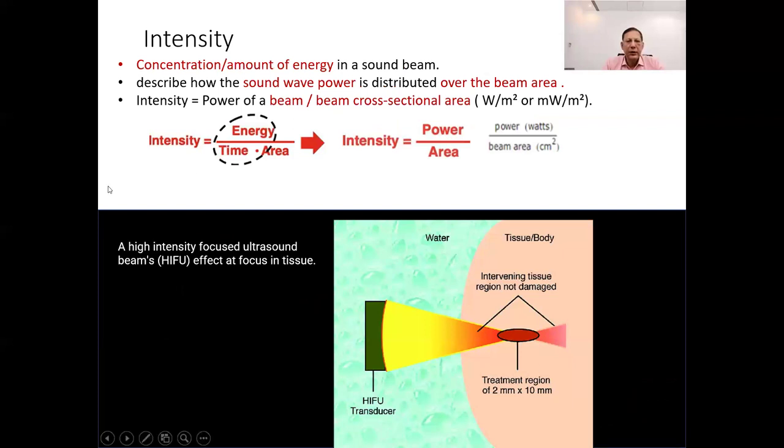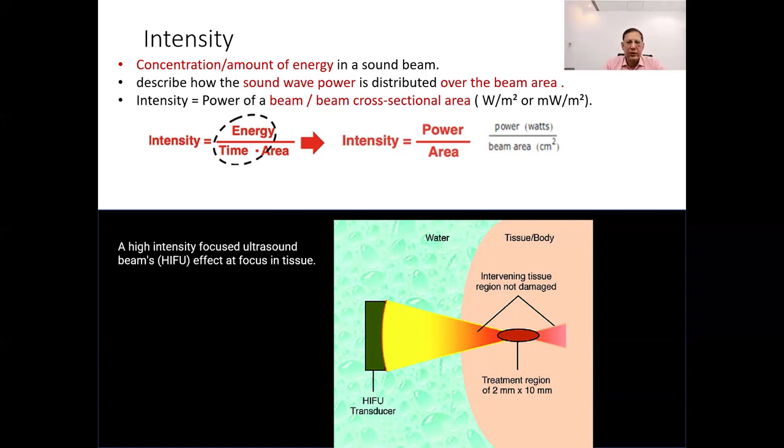Intensity refers to the concentration or amount of energy present in a sound beam. It tells us how much power is distributed over the area of the beam. Intensity is calculated by dividing the power of the sound beam by the cross-sectional area of the beam. So, if you have a certain amount of power spread out over a larger area, the intensity will be lower. Conversely, if the same amount of power is concentrated over a smaller area, the intensity will be higher.